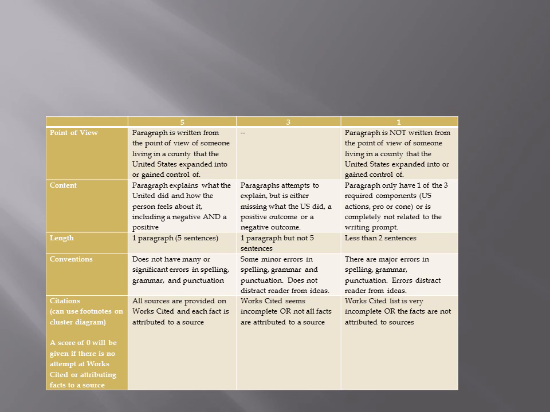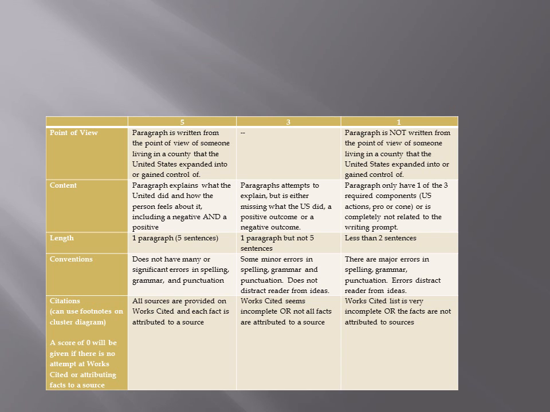So here is the rubric for this assignment. So point of view, are you writing as someone who's living in a country that the United States has expanded to or gained control of? Either you do or you don't. There's no middle ground on this. So you either get the 5 points or you get 1 point if you're writing from the incorrect point of view. The content, very important, 3 components.